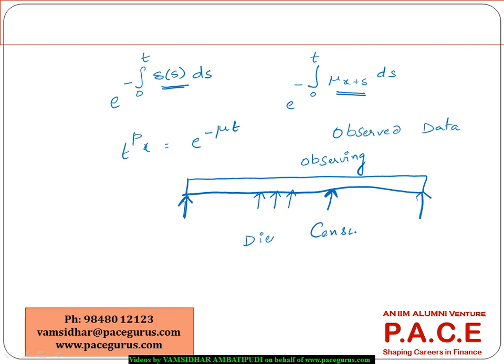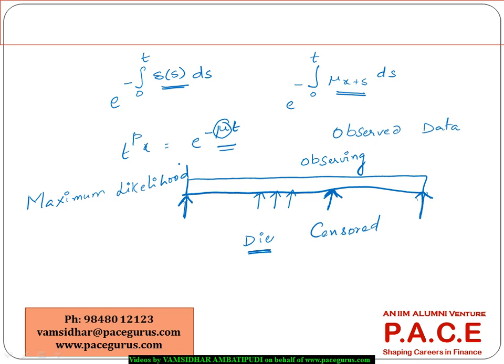So we are calling them as censored. If they die before my observation period closes, that is one possibility, and they could even get censored before they die, meaning their information is unavailable to us. So now if I have to do the prediction for mu, in general we use the observed data and follow the approach of maximum likelihood to determine this mu.